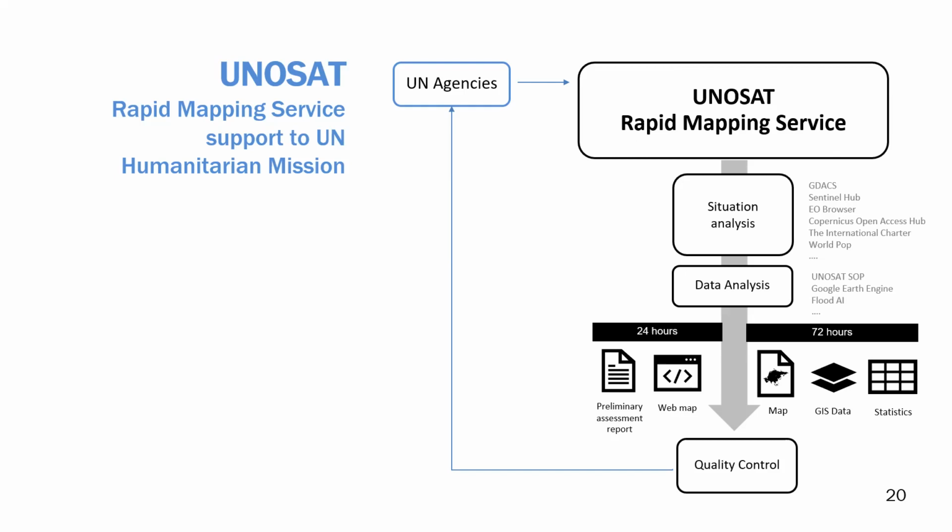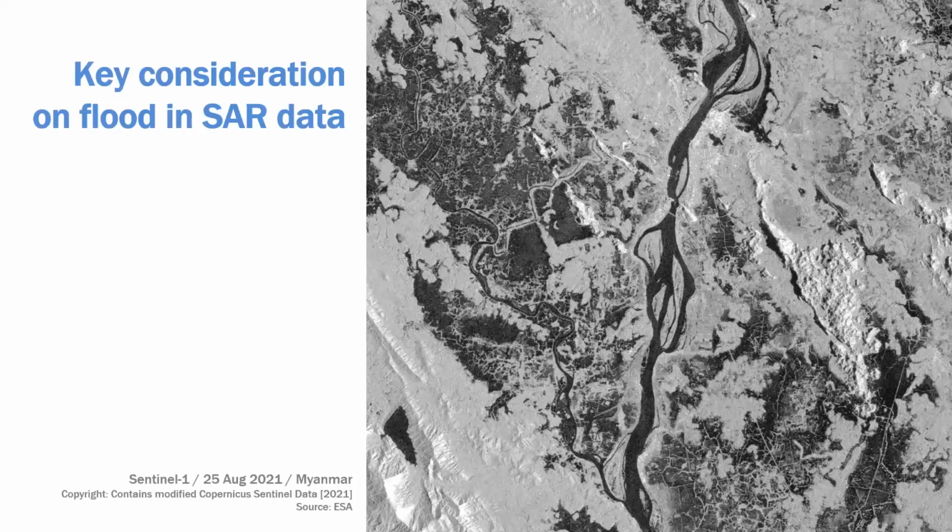We do some analysis following the UNOSAT standard operating procedure, using many technologies like Google Earth Engine and FloodAI for the analysis. Within 24 hours, we will launch a preliminary assessment report, also some web map that can give feedback to users to see the overall situation. And after that, within three days, we will launch another map of GIS data and also some statistics to the user. This is the overall mechanism that we worked with them previously.